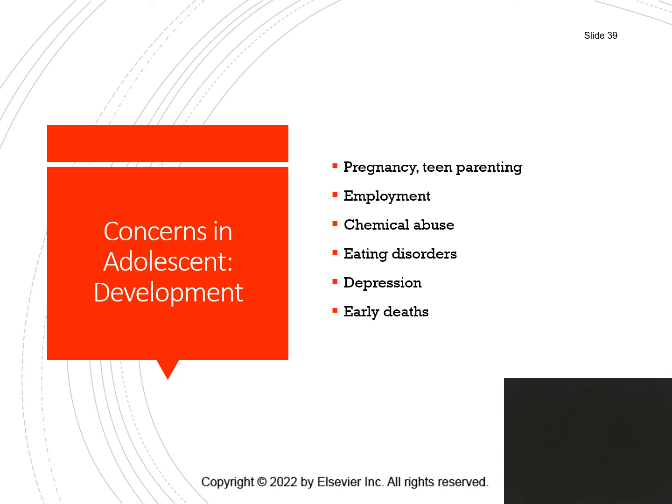Ecstasy, a popular drug among some teens, can shrink the hippocampus, which is the part of the brain important for memory storage, by 10%. Depression may become a problem as the teen becomes isolated from usual activities and school because of the chemical abuse.